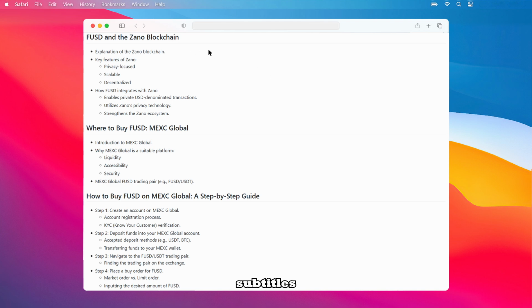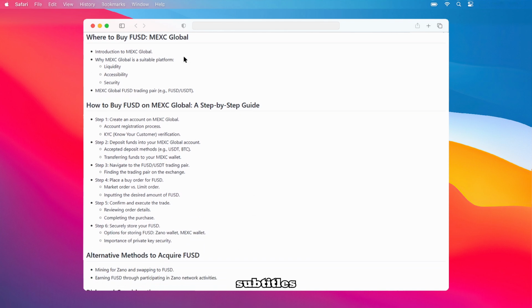So, where can you buy FUSD? Currently, MEXC Global is a good option. MEXC Global is a cryptocurrency exchange that provides the liquidity, accessibility, and security you need to trade FUSD, and you will want to look for the FUSD/USDT trading pair. Let's go through a step-by-step guide on how to buy FUSD on MEXC Global.